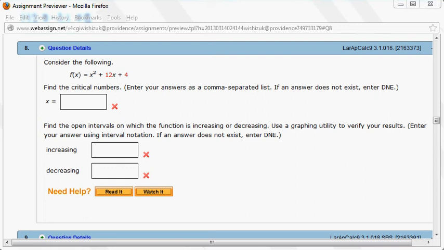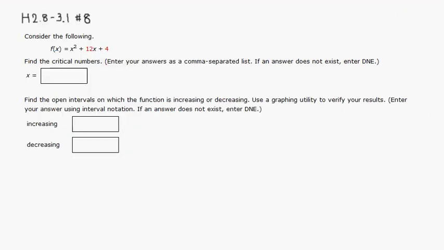Okay, let's look at homework 2.8 3.1 number 8. We have a function f of x given, which is a quadratic function, and for the first one we have to find the critical numbers. So let's do that. All right, first thing we should do is take the derivative.